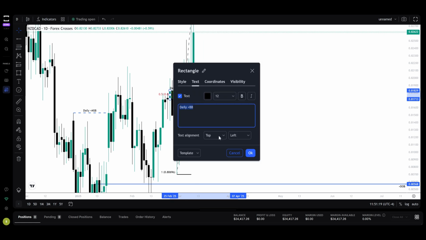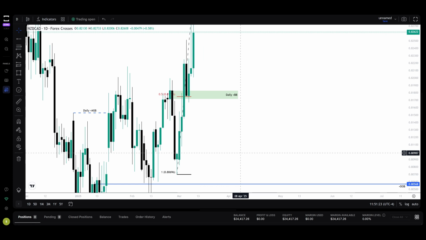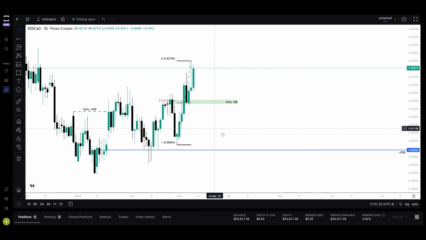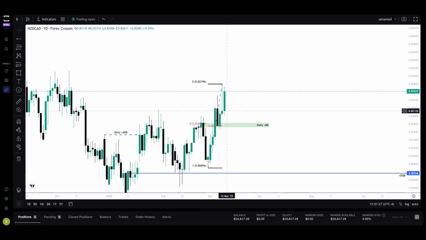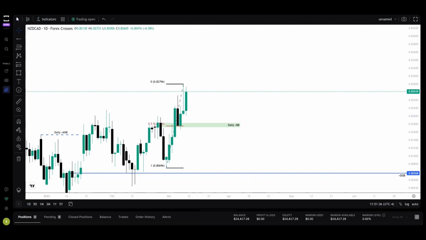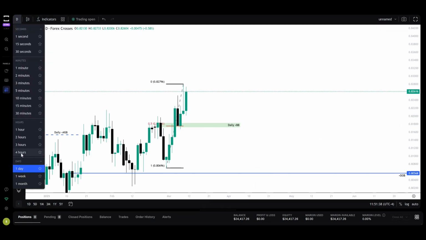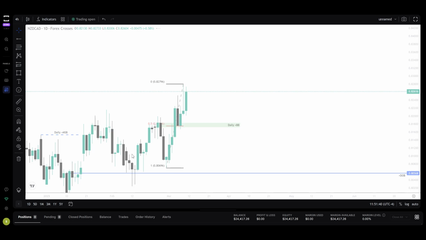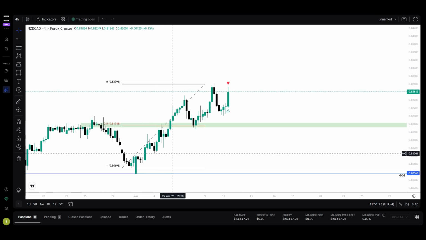And inside, right. Okay. Now from that breaker that was at equilibrium of this dealing range, drop down to the 4 hour. You can see this here.